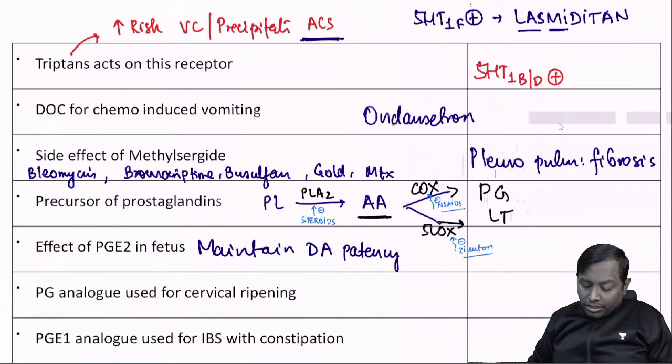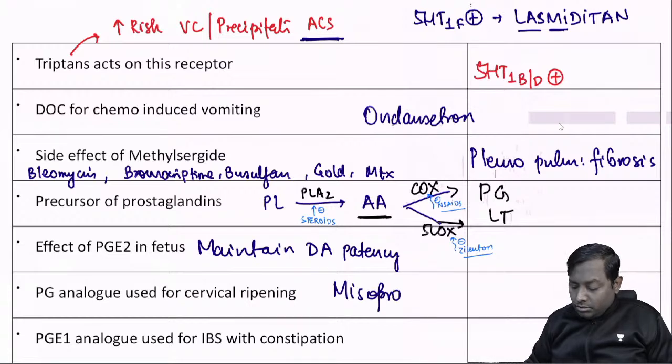Okay. What is the prostaglandin analog used for cervical ripening? This will be your misoprostol, dinoprostone.